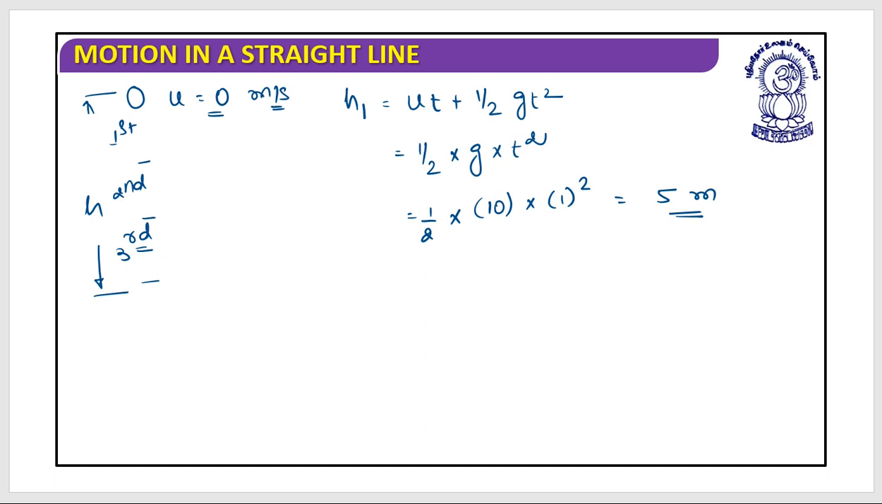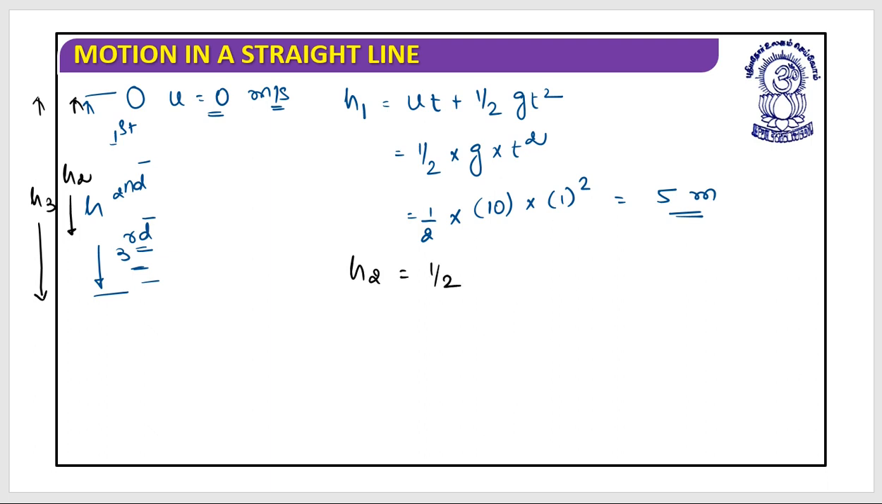Yes, this is h1. Now what about the third second? How could I find it out? If I find it out for the first 3 seconds, and then subtract the first 2 seconds, then I can have the data of the third second. So let me do h3, that is from 0 to 3 seconds, and then I will find out h2, that is 0 to 2 seconds, and then I will subtract h2 from h3. So first let's find it out.